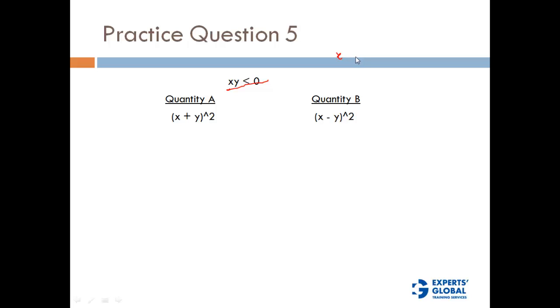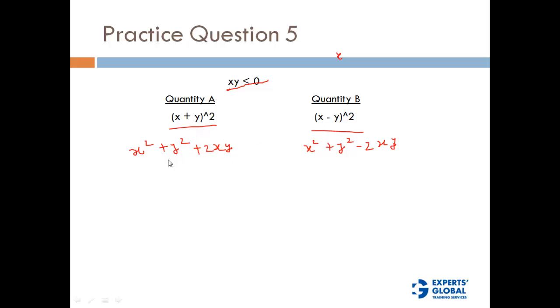If you multiply two negative numbers, you will get a positive product. Multiplication of two positive numbers will also give a positive product. So here, because we know that the product is negative, one of the numbers has to be negative, right? And we are asked to compare (x plus y) square and (x minus y) square, right? So let's look at the three special products that we studied. What do we know about (x plus y) square? We know that (x plus y) square means x square plus y square plus 2xy. And what do we know about (x minus y) square? We know that (x minus y) square is x square plus y square minus 2xy.